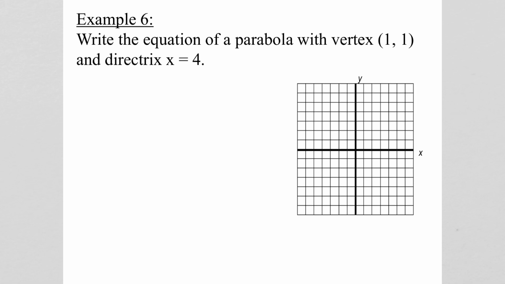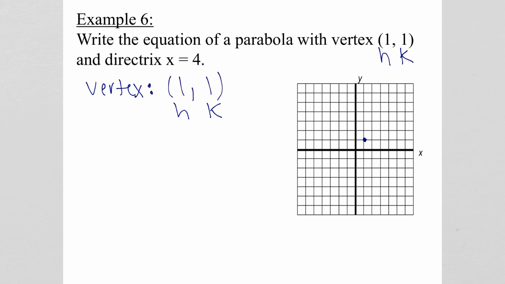I would like to try example 6. So this says to write the equation of the parabola with vertex 1, 1 and directrix x equals 4. And just to remind you, we only have to write the equation. We don't have to graph all of the parts yet. That is coming up. Right now, we're just writing the equation of the parabola. If the vertex is at 1, 1, that means our h, k is 1, 1. And I'll rewrite that over here, vertex 1, 1, which means h is 1 and k is 1.